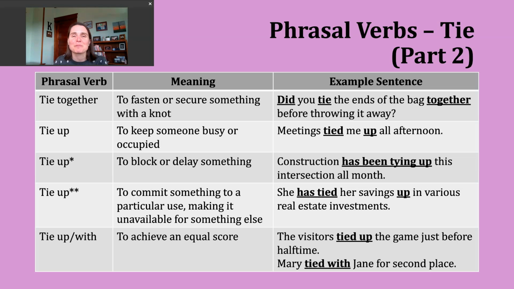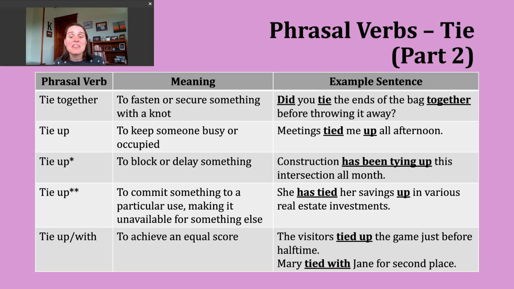The last phrasal verb we're going to discuss is the fourth way we can use tie up, or we could use tie with. Both of these verbs go back to the fourth definition we talked about earlier. So whenever we're achieving an equal score or maybe an equal ranking.